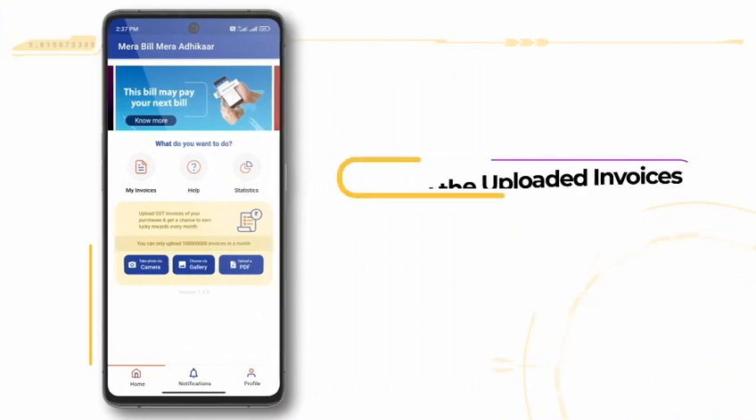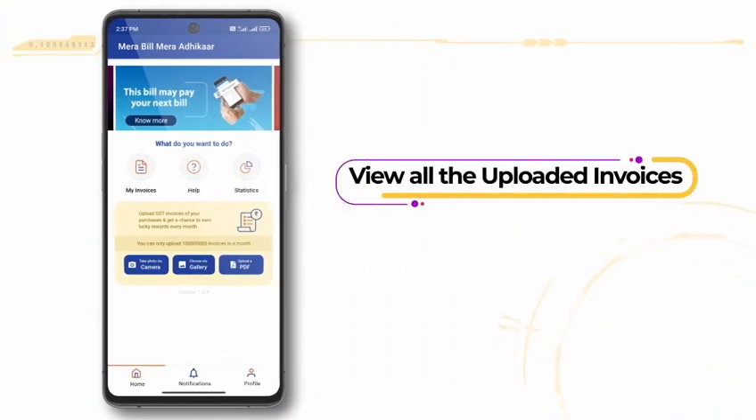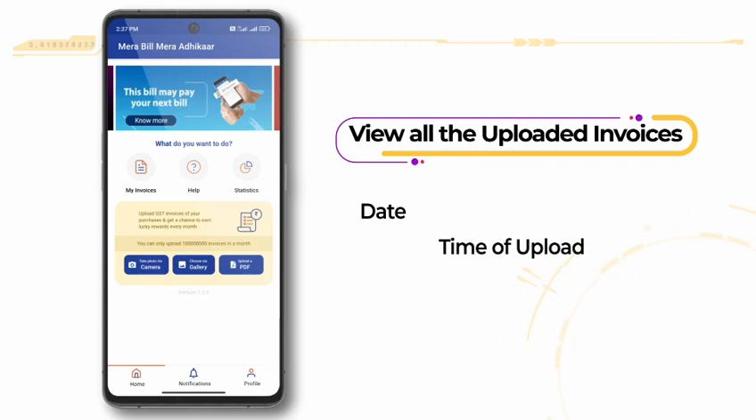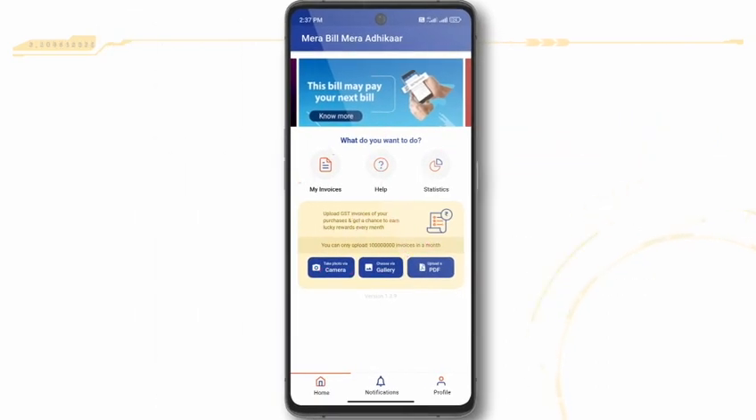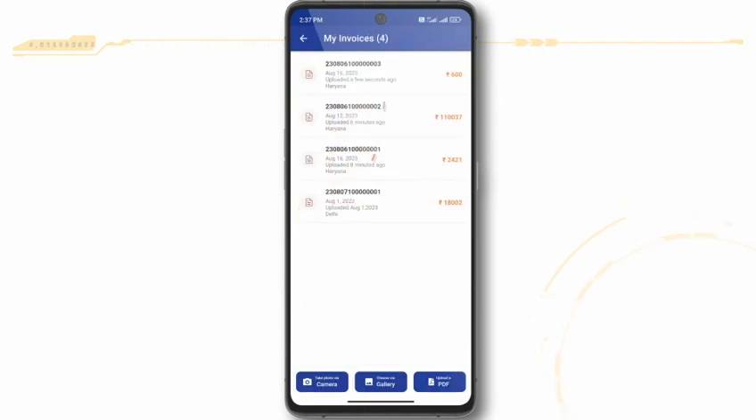To view all the uploaded invoices with their respective details such as date, time of upload, amount, etc., visit the home page of the app and tap the My Invoices button.